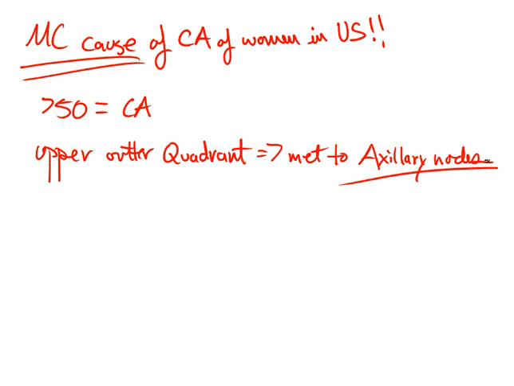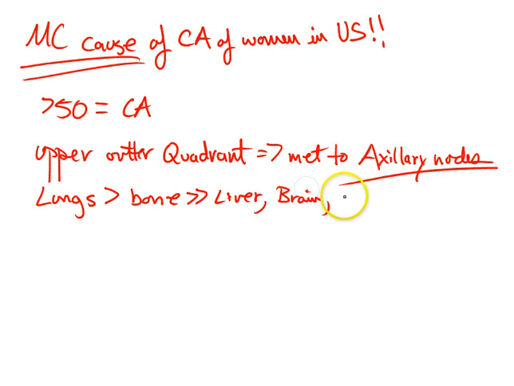The internal breast carcinomas metastasize first to the internal mammary nodes. So if you get distant metastasis, lungs is the most common place that it metastasizes to, followed by bone, followed by the liver, brain, and ovaries. So for breast cancer, I just want you to remember it's going to metastasize to the lungs or the bone.